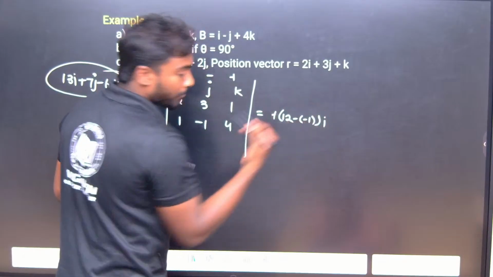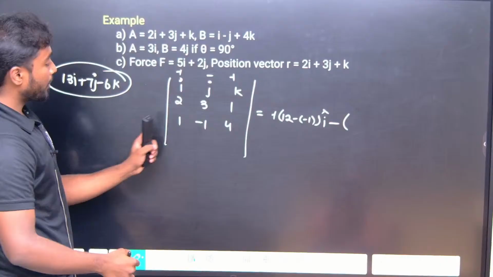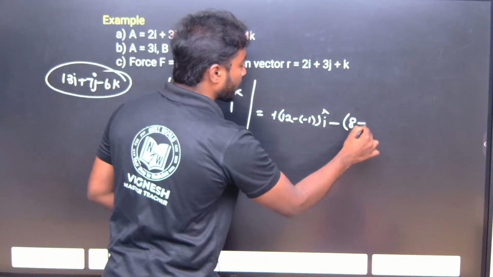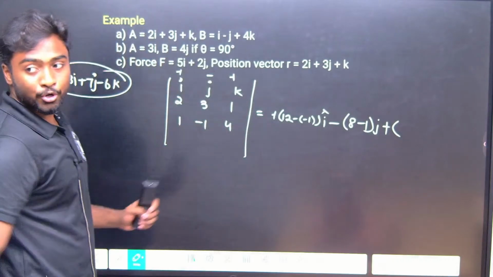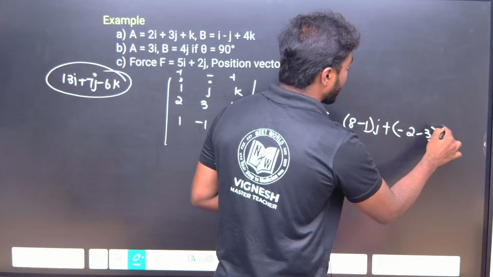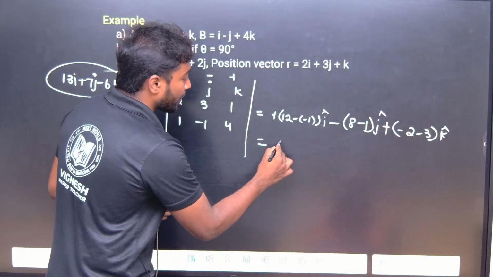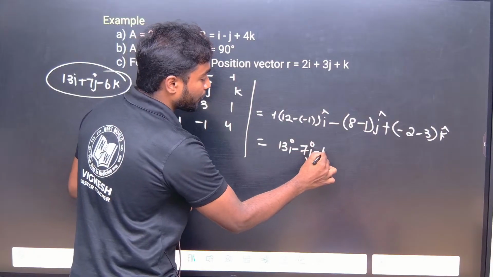This is i. Minus 8 minus 1, 8 minus 1. That is j. Plus minus 2 minus 2 minus 3, which is k cap. Now the answer is 13i minus 7j minus 5k.